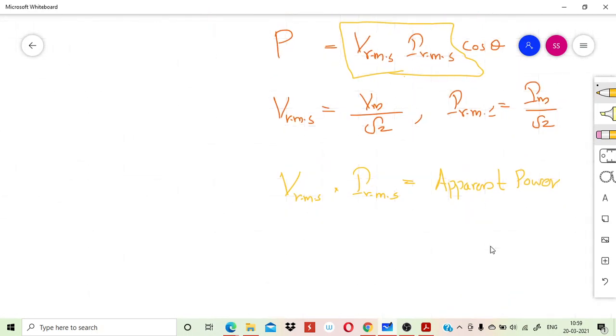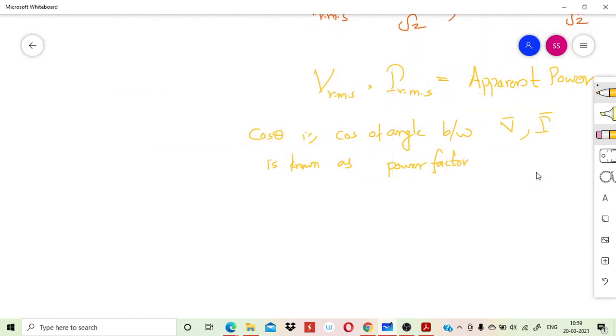And cos theta, that is the cos of the angle between the two phasors, V phasor and I phasor, is known as the power factor. Sorry, power factor, not angle, power factor. And theta is known as the power factor angle, or phase angle.